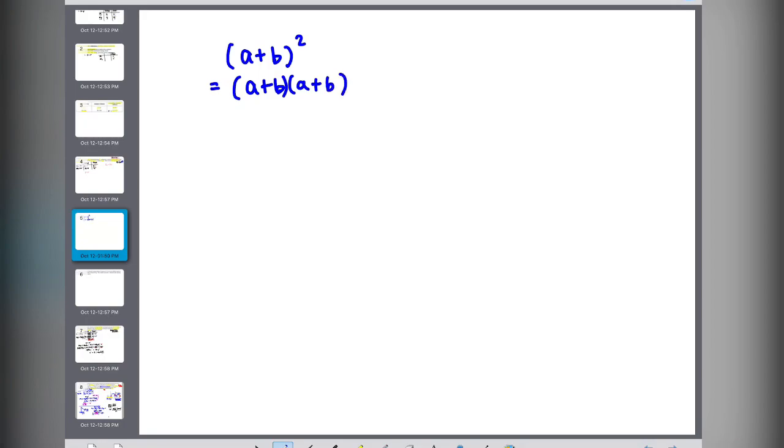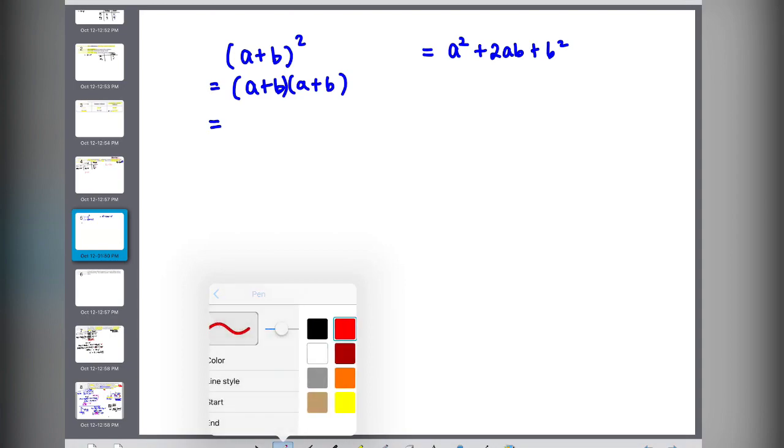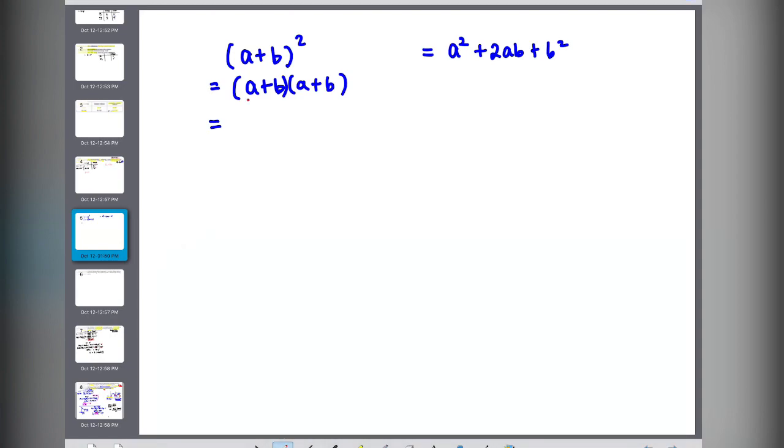If you are good in math, you might be able to just tell me that this is a squared plus 2ab plus b squared. If you can't do it in one step, expand it out like I did. Do the proper math procedures. So I have a binomial times a binomial, so that means I need to use the FOIL method: the front, the outside, the inside, and the last.